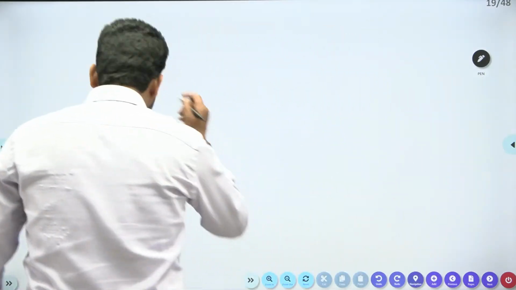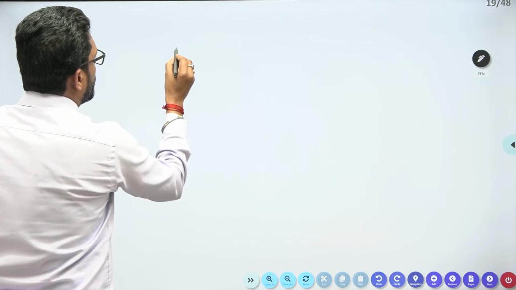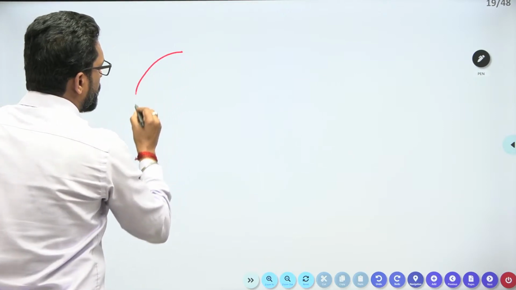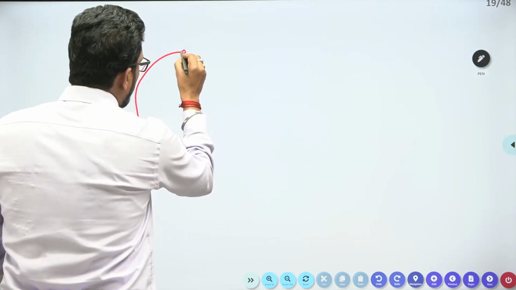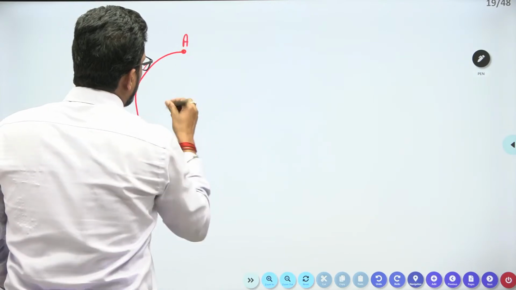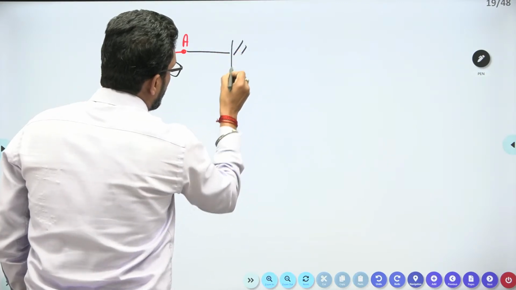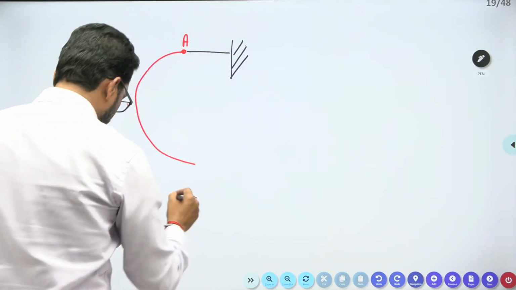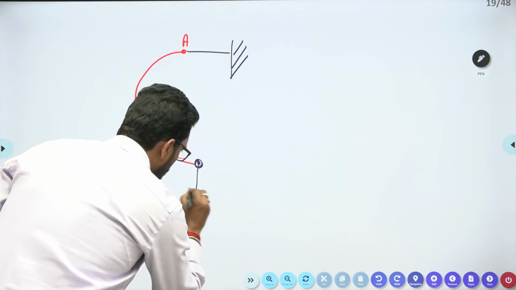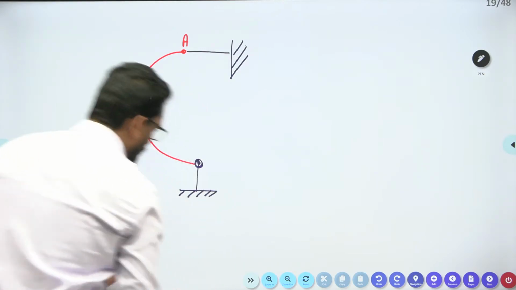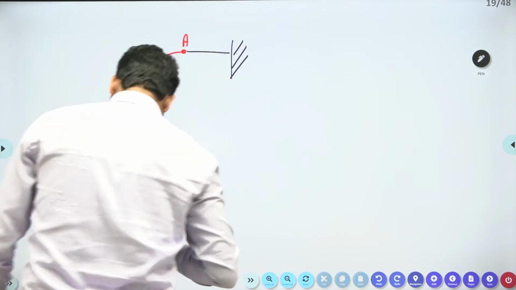We draw it like that. There is a curved surface. This is the point A. There is a support which is fixed like that. There is a hinge at this point, and on that hinge this is point B. This is point A.